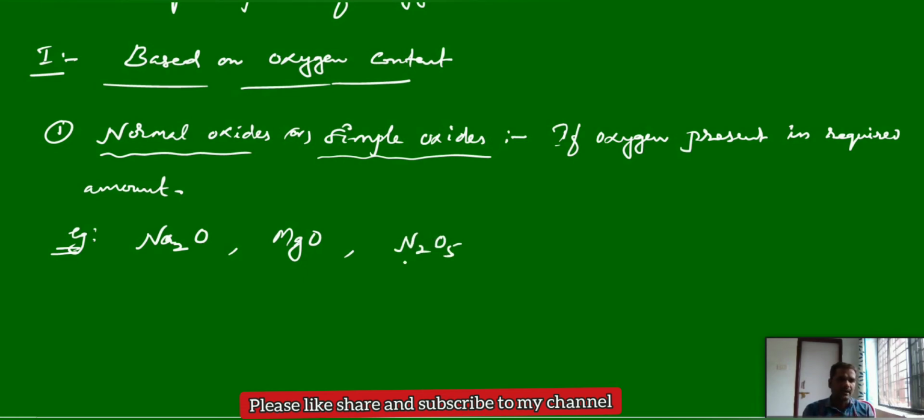Let us take N2O5. Nitrogen valency. Here we can take the N2O5 structure like this. In between we have 1 oxygen bridged between the 2 nitrogen atoms. The maximum valency of nitrogen here is 4, so it can be satisfied by these 4 bonds. Like this, these are the normal oxides where the elemental valency is satisfied by the oxygen. If the oxygen is present in the required amount, that is called normal oxide or simple oxide.